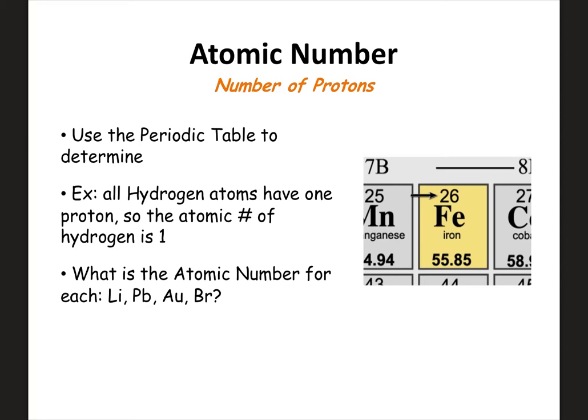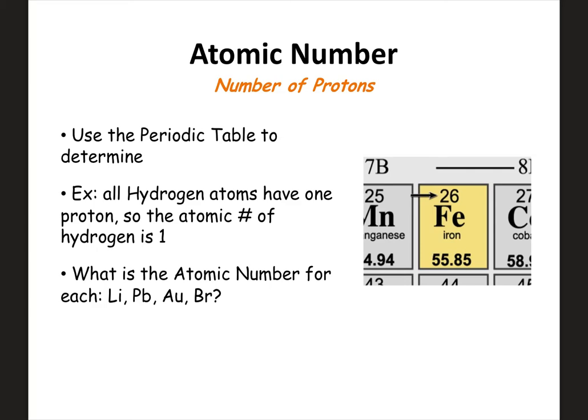Right now, try these 4 examples. Look up the atomic number for each of those 4 elements. Pause the video if you need to, and then when you come back, I'll quickly write down how many there are for each. So pause the video, look them up, write it down, and then we'll see. I'm going to continue and give you the atomic numbers for each of these.